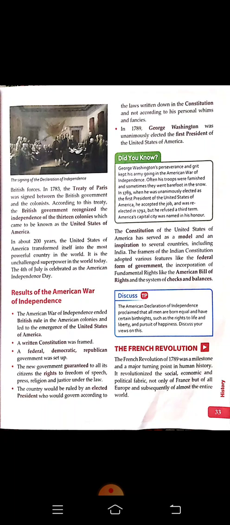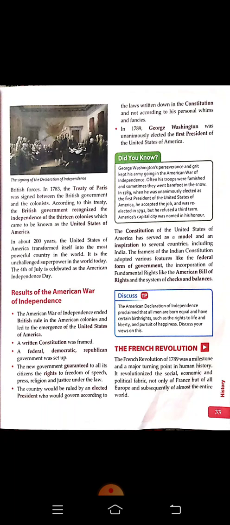Also the incorporation of fundamental rights, like the American Bill of Rights, and the system of checks and balances. Checks and balances means where one organ is keeping a check on the other organ, so that organ is not doing any kind of unconstitutional work. So this keeps the balance of power. No organ can become supreme.